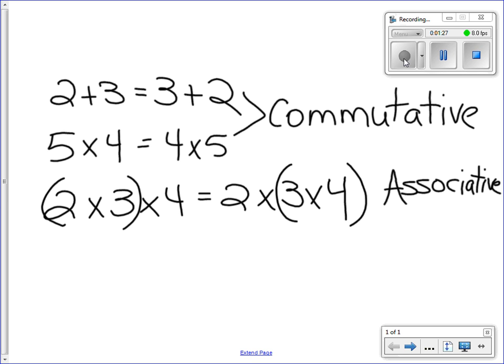The identities were pretty simple. For identity, the number is going to stay the same. So for addition, that means you're adding 0 to it, and then for multiplication, that means you multiply it times 1. Now the one that was a little more confusing for everybody today was the distributive property.